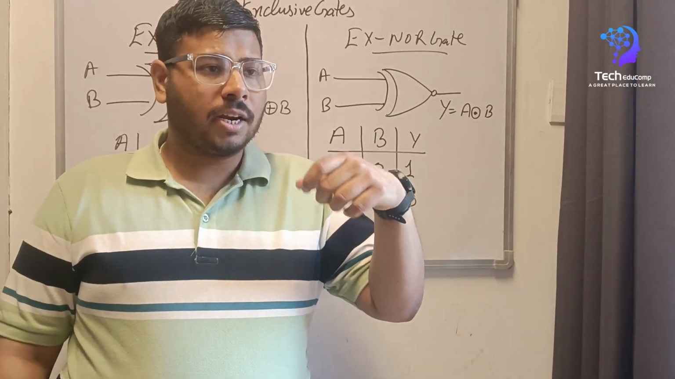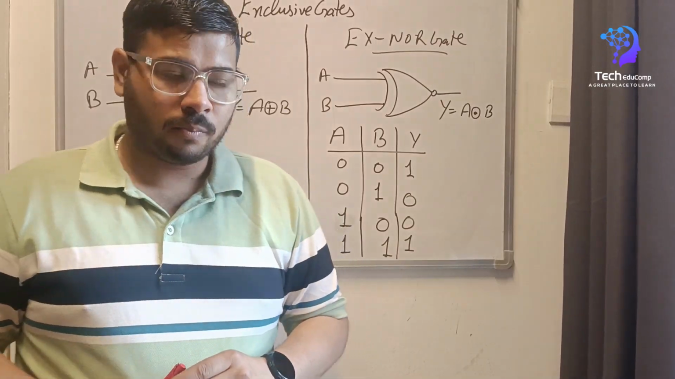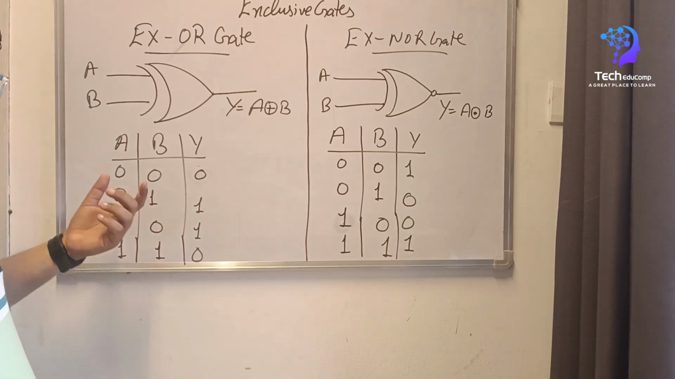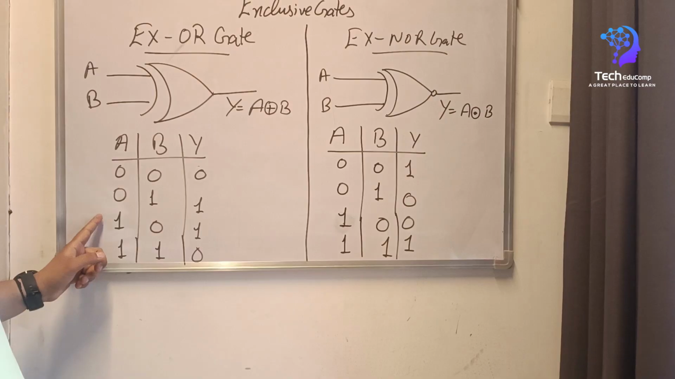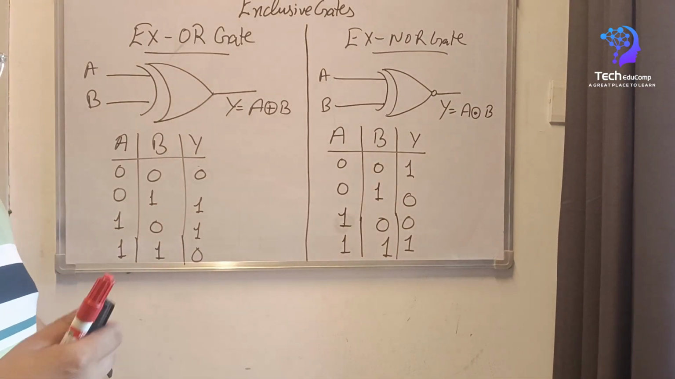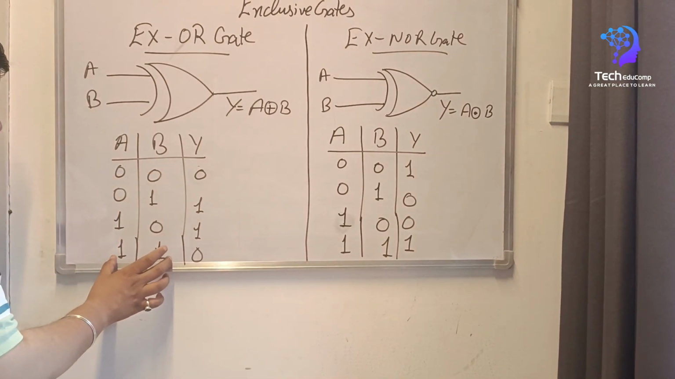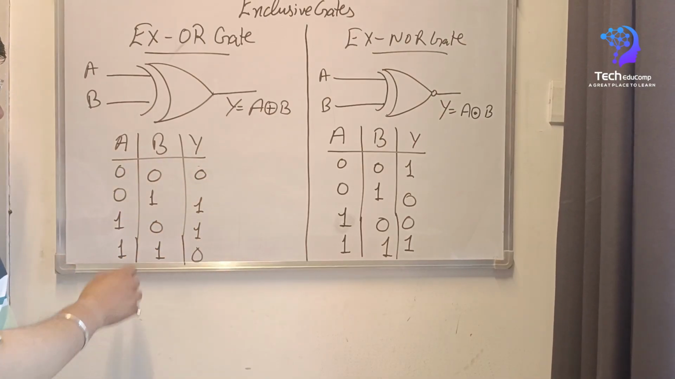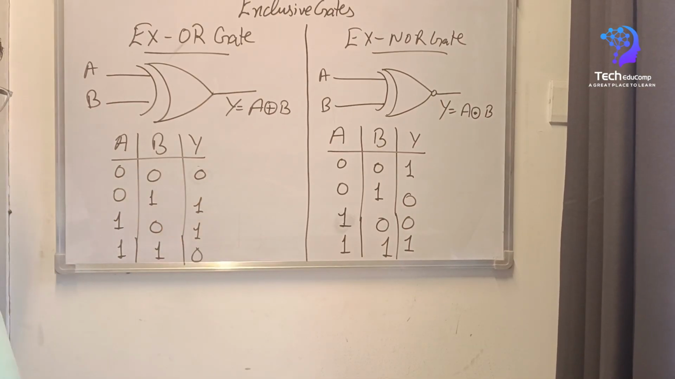We can say it produces logic 1, logic high, when an odd number of inputs are true. In this case, because we are using a 2 input gate, if any one of the inputs is high, it's true, then only it will produce a true output, otherwise it will produce false output, or 0. As you can see on the truth table, if both the inputs are either both true or both false, it will produce 0 or false. But if any one of the inputs is true, then we get the true output.